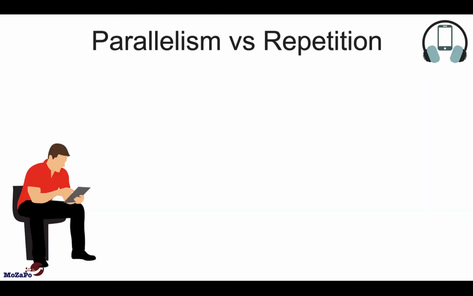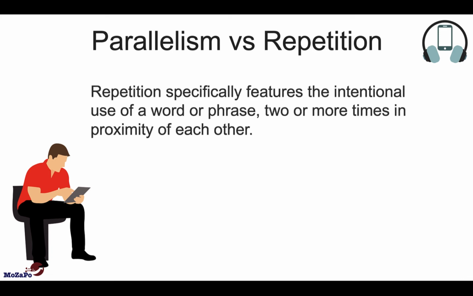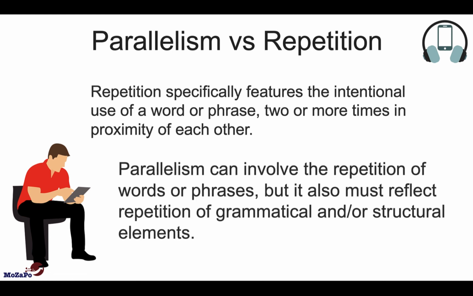Now about the differences between parallelism and repetition. Repetition specifically features the intentional use of a word or phrase two or more times in proximity of each other. So we have the repetition of words. But parallelism can involve the repetition of words or phrases, but it also must reflect repetition of grammatical and/or structural elements. So in parallelism, yes, there might be a repetition, but also grammar must be the same here.